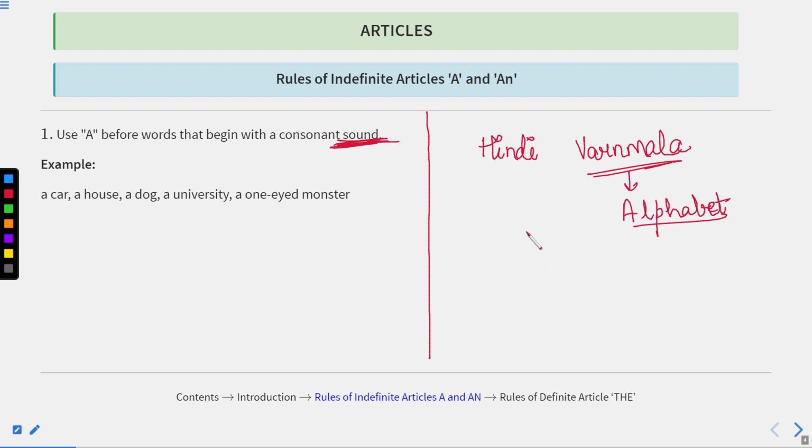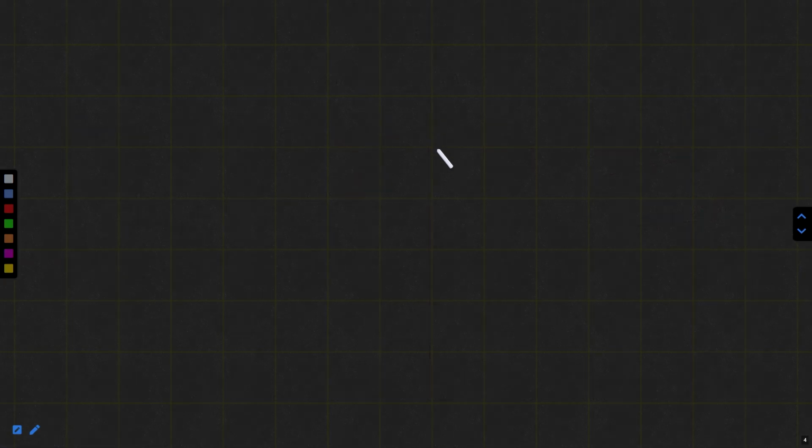Now, if we talk about the Hindi alphabet, it is divided into two parts: one is Swar and another is Vyanjan. I'm just telling you to see the pronunciation of the words and how we define them. These are the two parts of Hindi Varnamala. You must have heard these words. Swar is from a to angha, and Vyanjan is from ka, kha, ga, gha, and so on.